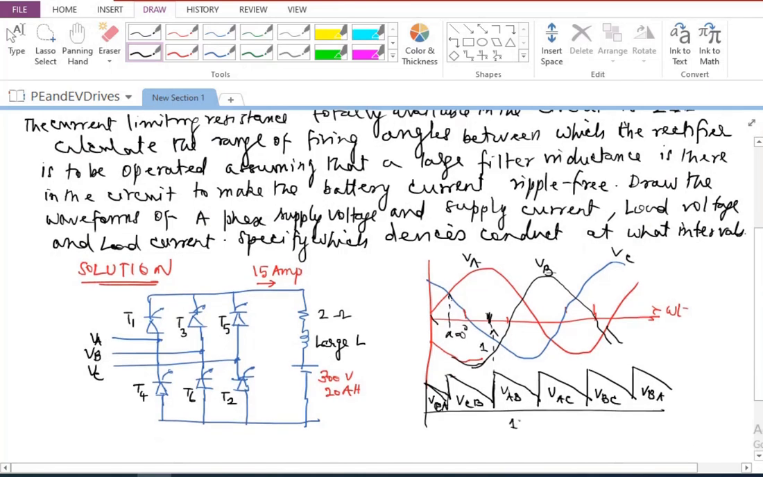Here it will be 1 and 6. This will be 1 and 2. And this will be 2 and 3. This will be 3 and 4. This will be 4 and 5. And this will be 5 and 6. So let me show clearly the periods also where each of them conduct like this. So the devices that are conducting, we have marked them as well very clearly.